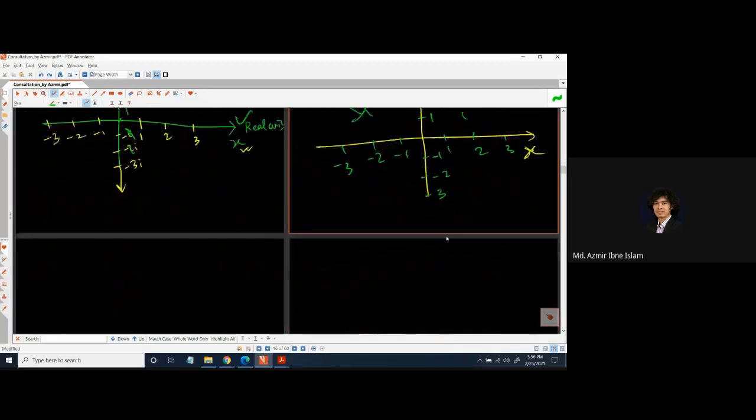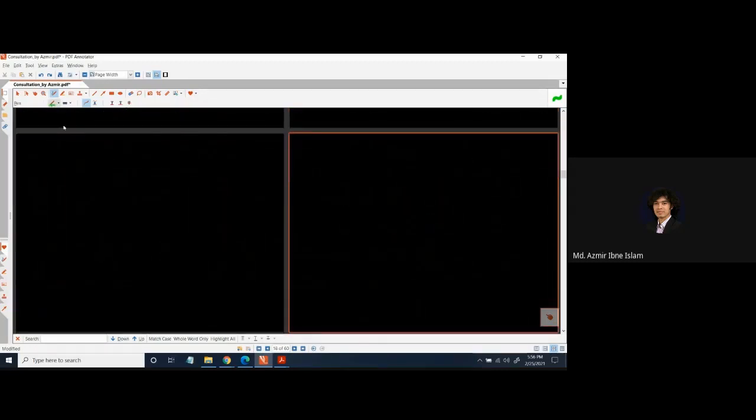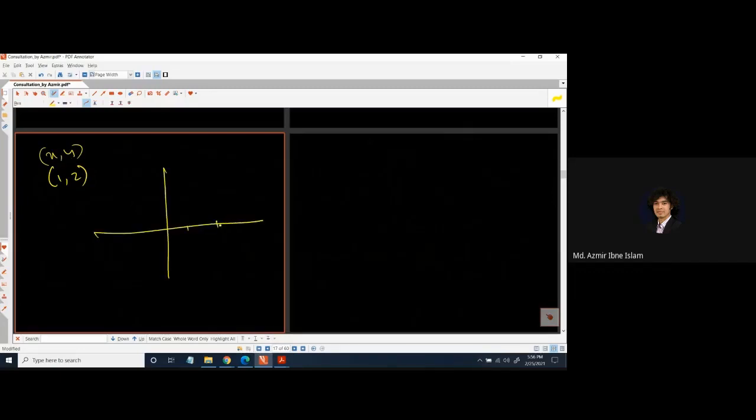So you know that if we have to locate the point (1, 2), this is x and this is y. So x is 1, y is 2. On the Cartesian coordinate system, we can easily locate (1, 2). So 1 and 2 can be located here. So this is the point (1, 2).